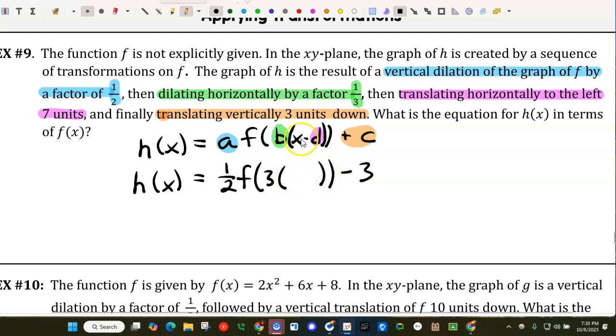Okay, and then we're going to move to the left 7 units. So that's going to be x plus 7. Okay, so always being careful that on the inside of the parentheses, we actually change them around. Outside the parentheses, keep them the same. Okay, not too bad if we take the time to plan a little bit.